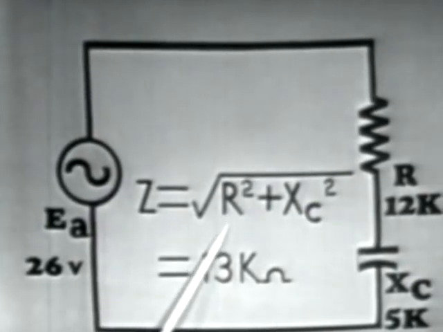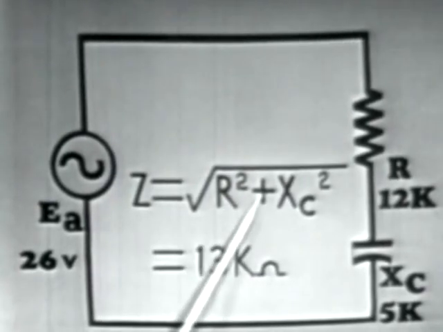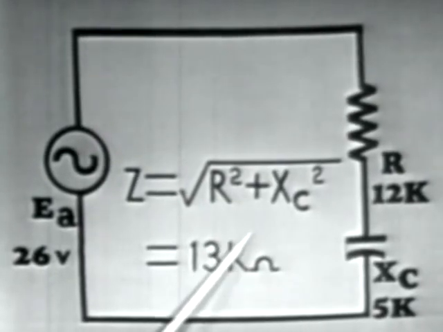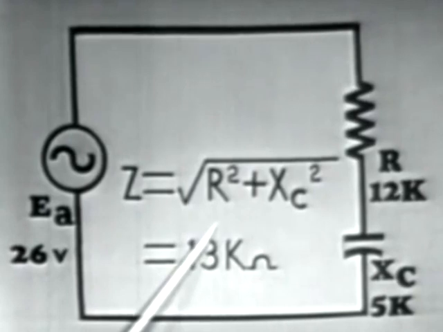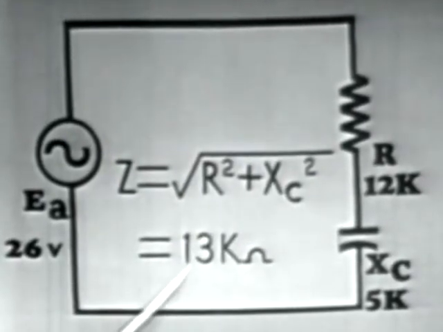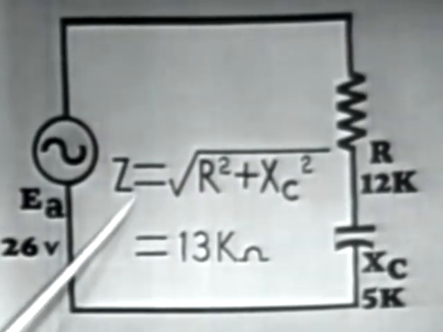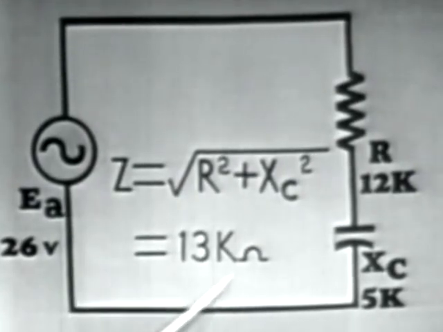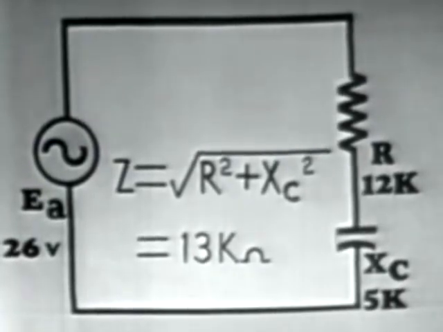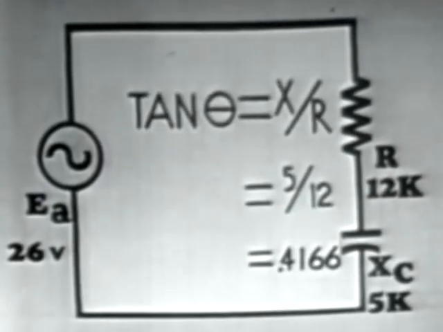Substituting into our formula, 12 K ohms, 12 times 12 is 144, plus 5 times 5 is 25. Added together, that is the square root of 169. Extracting the square root of 169 is equal to 13. Of course, the answer is expressed in K ohms. So once again, we have an impedance determined by Pythagorean theorem equal to 13 K ohms, the same as that we determined graphically.